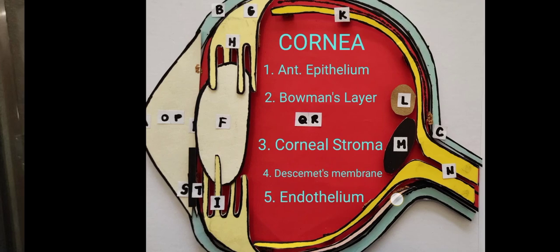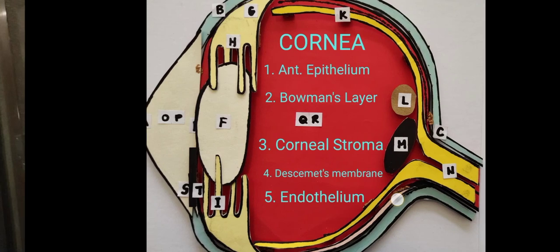Now, the fourth layer is the Descemet's membrane. It's a limiting membrane also. It's almost the same as the Bowman's layer or Bowman's membrane. The main difference is that it can regenerate, it can heal itself when injured.